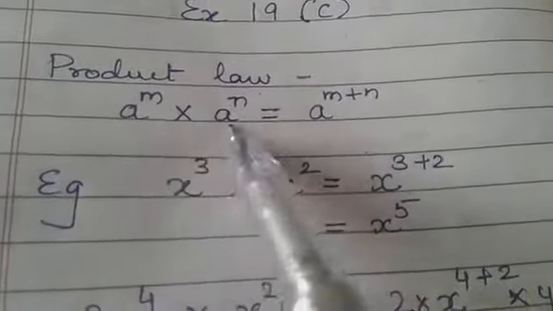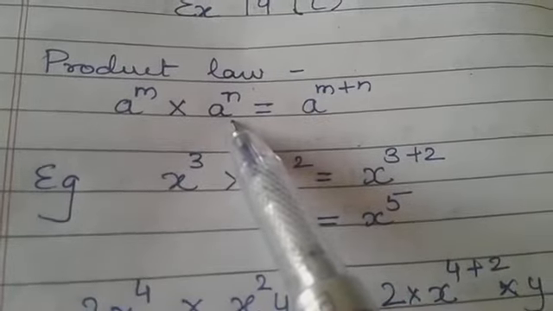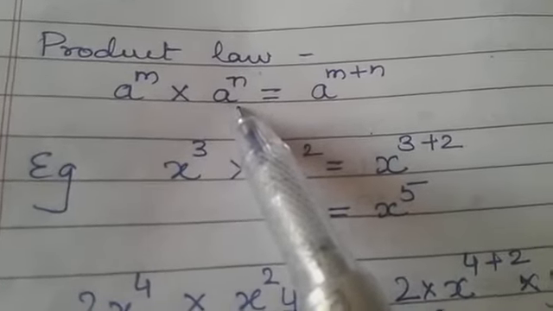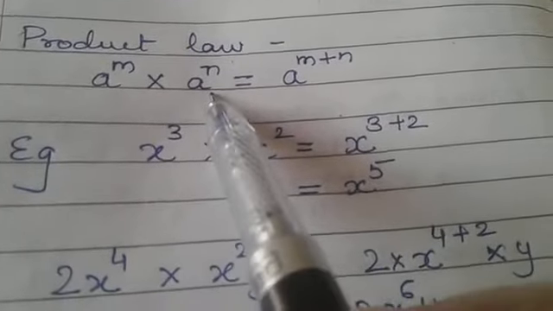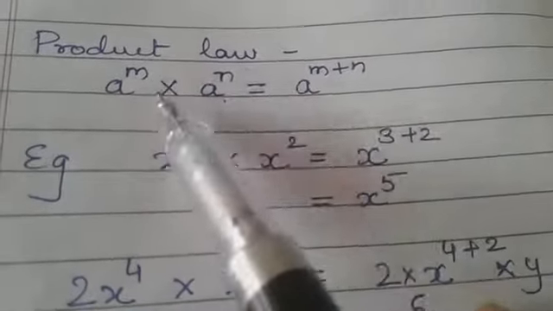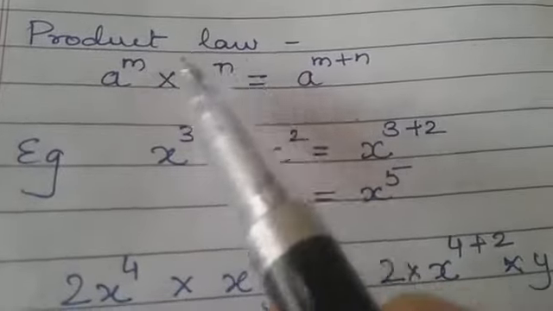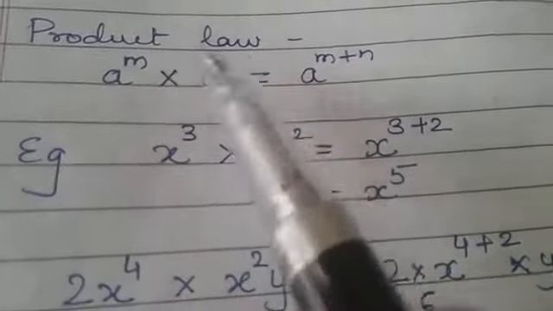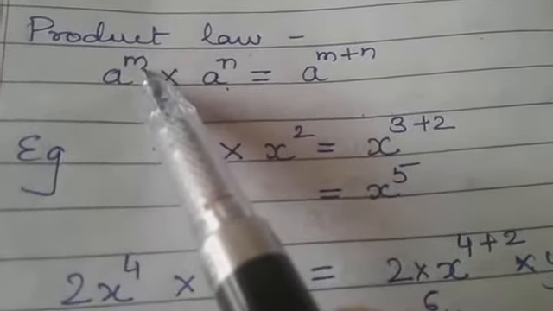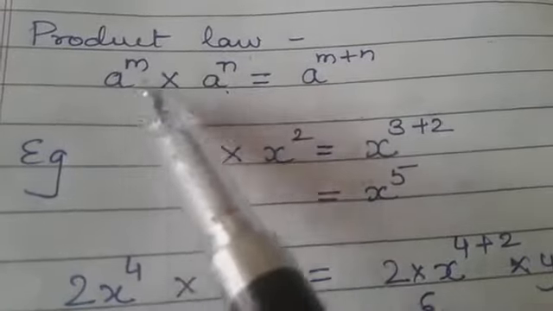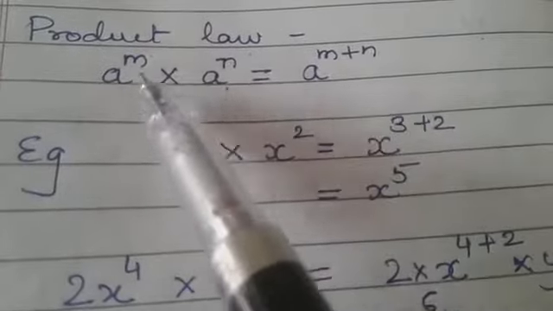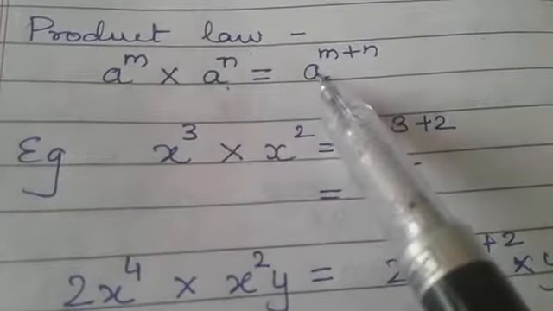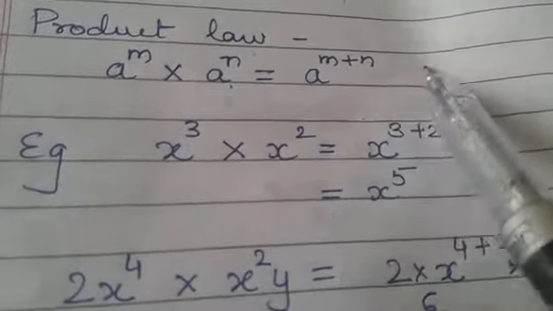When I am multiplying two similar factors, or two similar numbers or two similar alphabets, in the easiest form, as I have told you, we have to add the indices. This is the base and this is the index, which you know. If the bases are the same, I have to add their indices. So a^m multiplied by a^n is equal to a raised to m plus n. This is the product law.